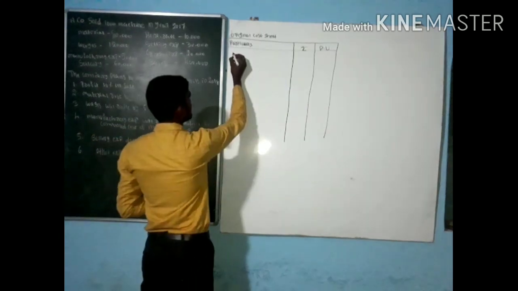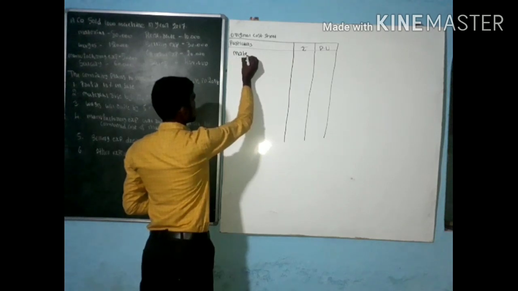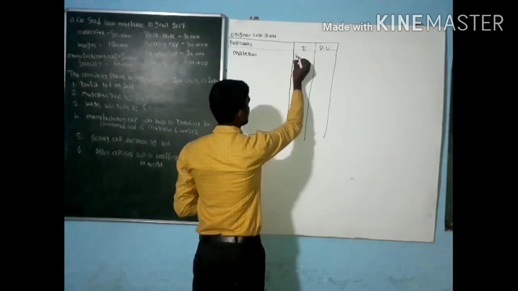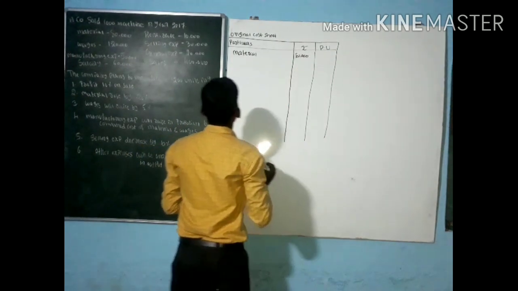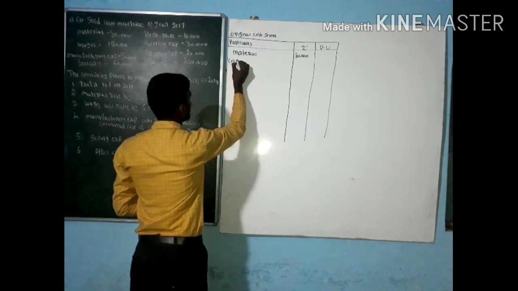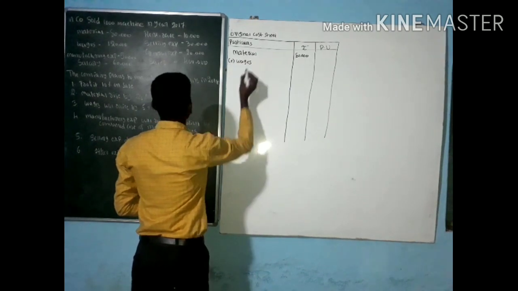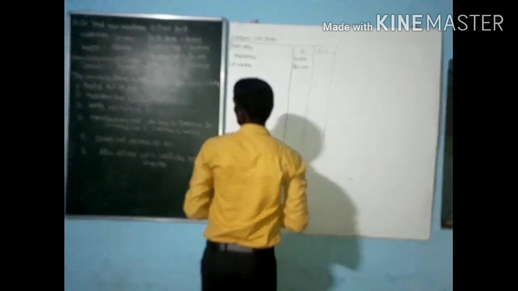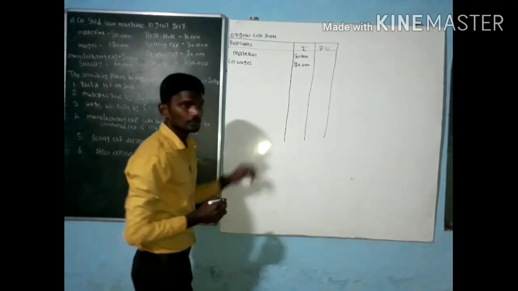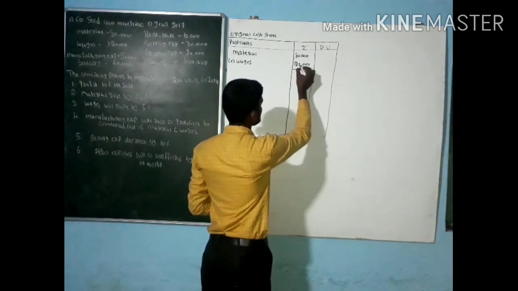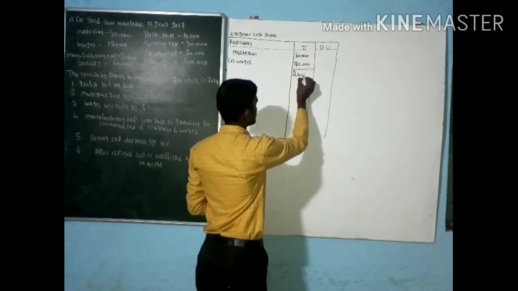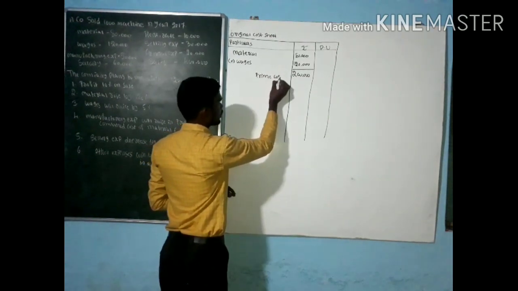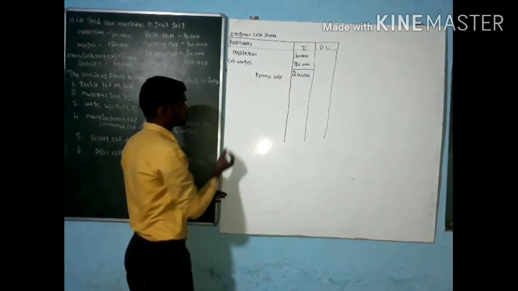First one, material. There is no opening stock or closing stock. They only gave the cost of material consumed, that is 80,000, plus wages of 120,000. Then manufacturing expenses, salary, it comes under factory overhead, so total 2 lakh. It is called prime cost.